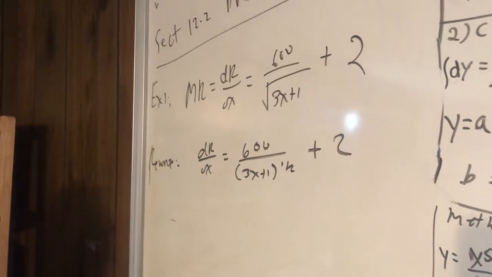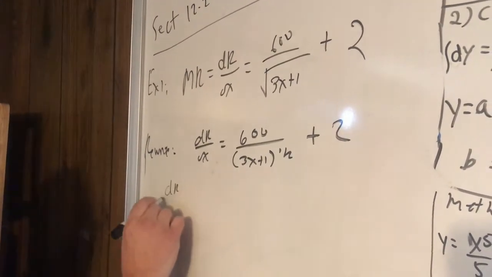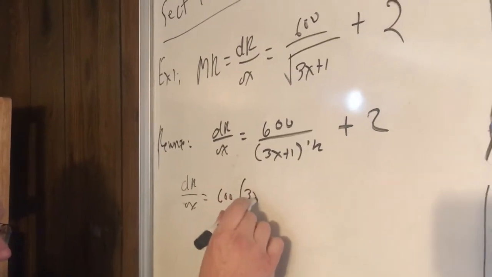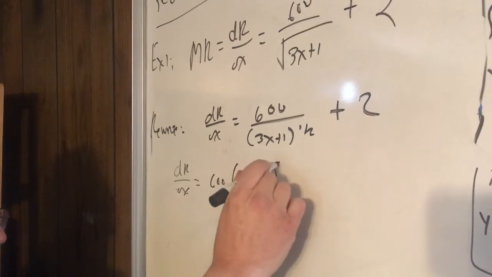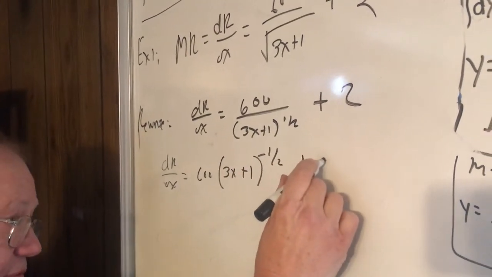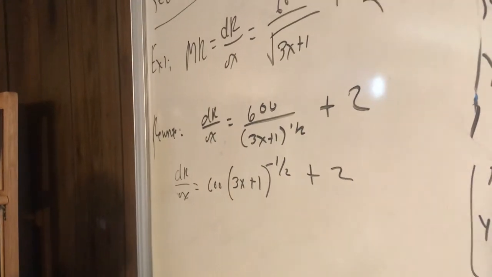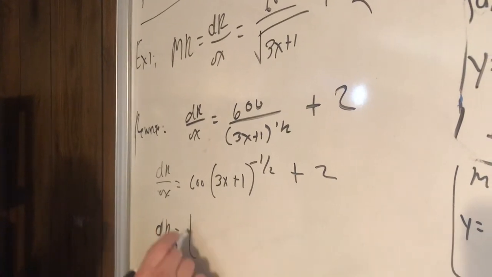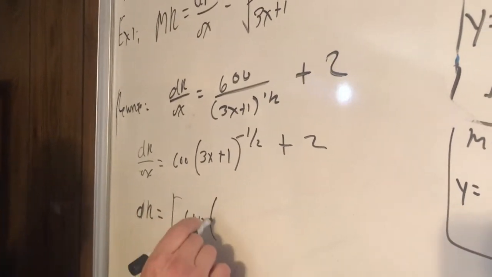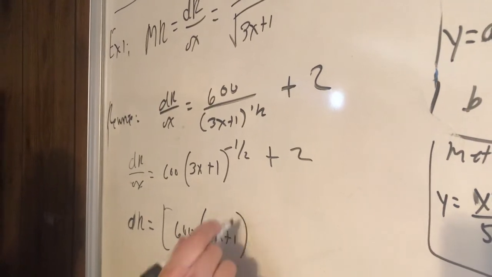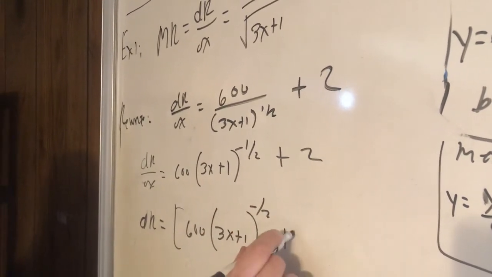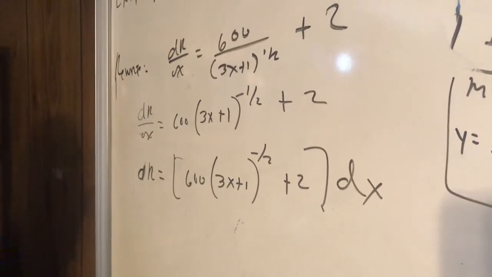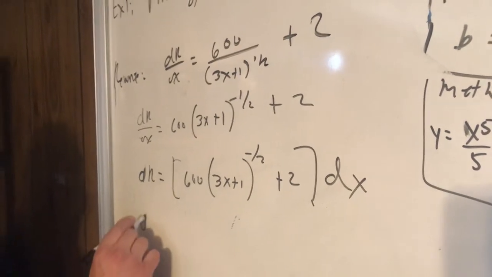I'm going to bring that up to the top. So dr dx equals 600 times 3x plus 1 to the minus 1/2, plus 2. Don't forget the plus 2. So this gives me dr equals 600 times 3x plus 1 to the minus 1/2, plus 2, multiplying both sides by dx. Distribute the dx.